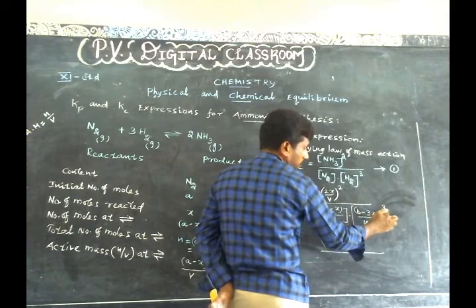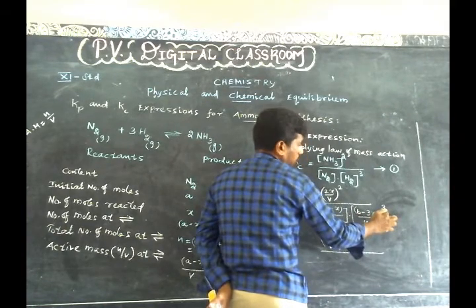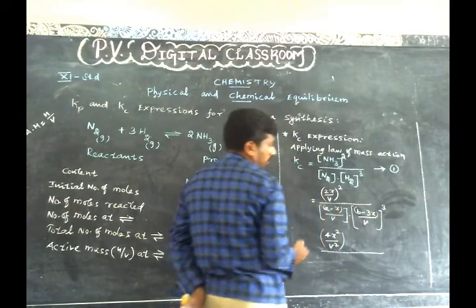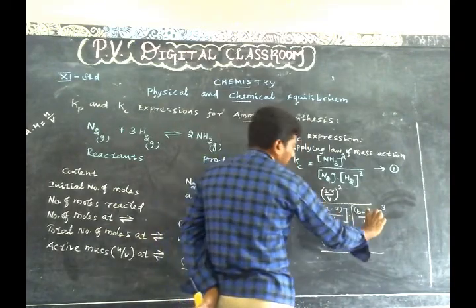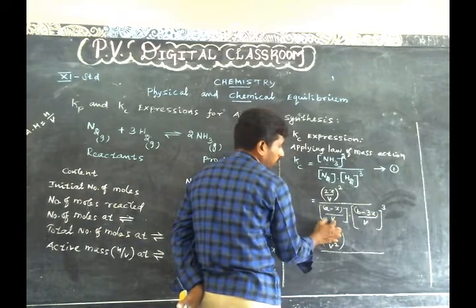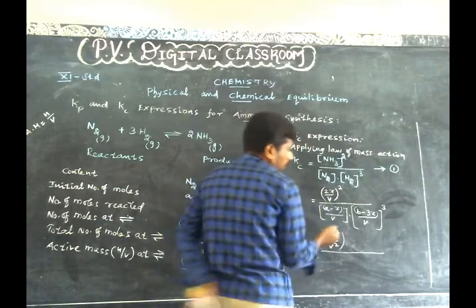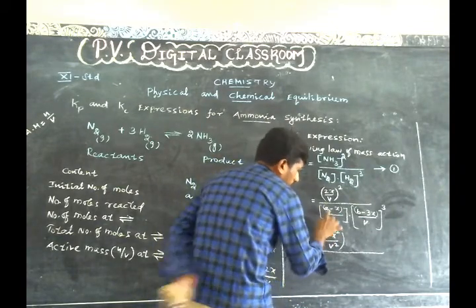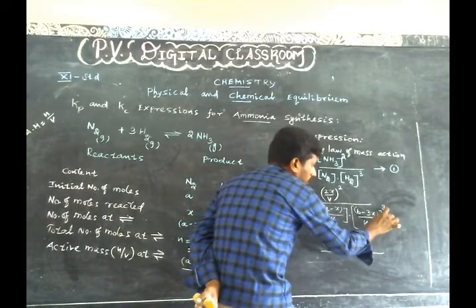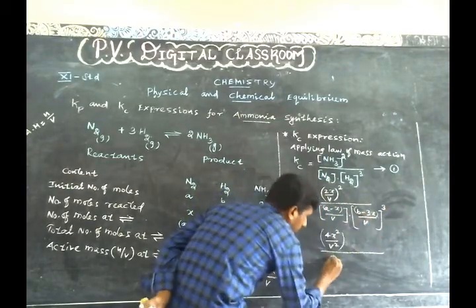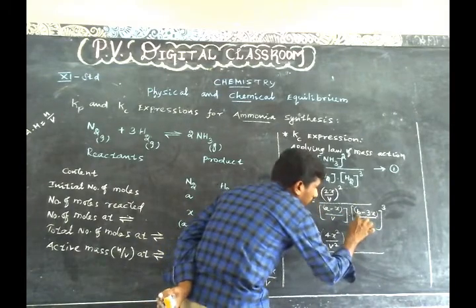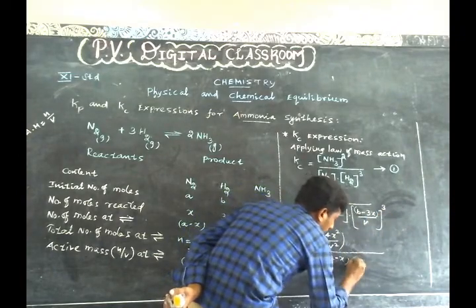Introducing power 3 to B minus 3x and V, and multiplying this term with A minus x divided by V. It gives A minus x into B minus 3x power 3, A minus x into B minus 3x whole cube.